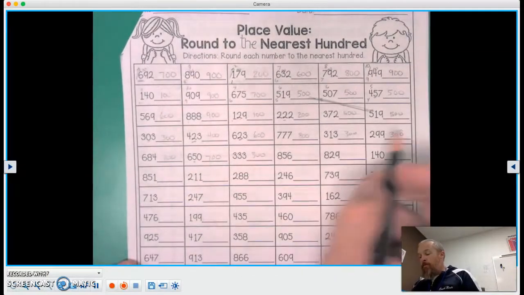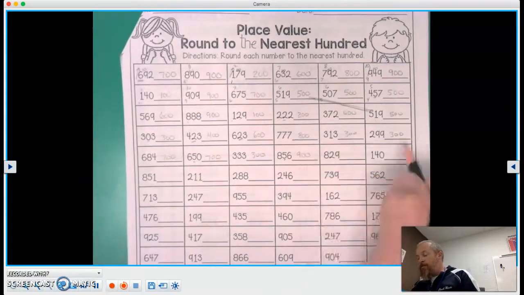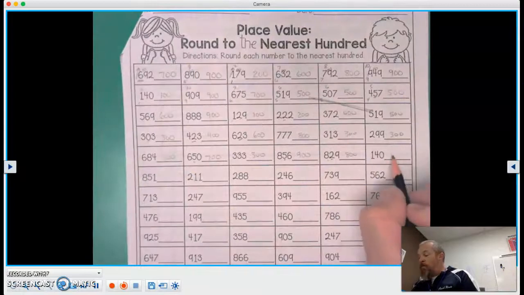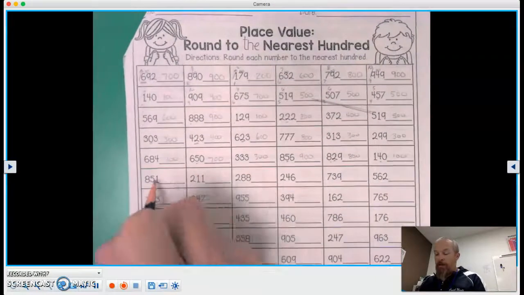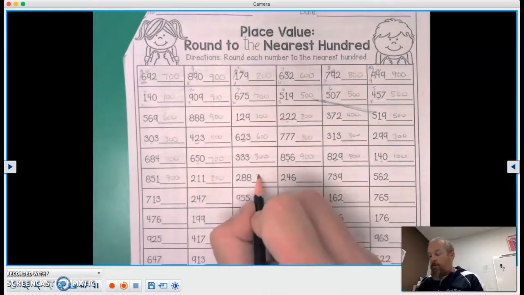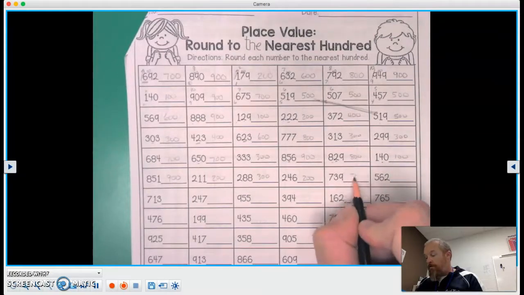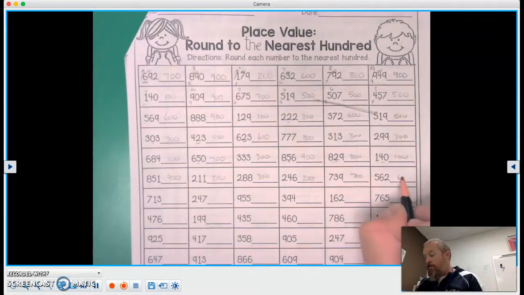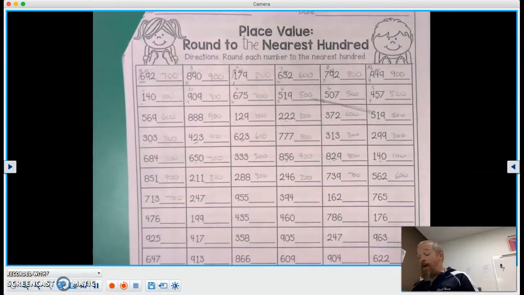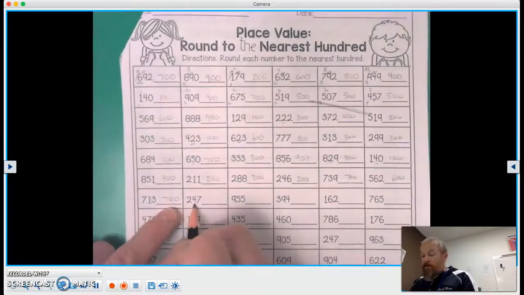300. Again, the 5, so we're going to raise it up. 900. The 2 says drop it down to the 800. 100 because of the 4. 900. 200. 300. 200. 700. 600. Are you catching it? I know I'm going really fast. I'm just looking at this and then looking at that very next number. 200.